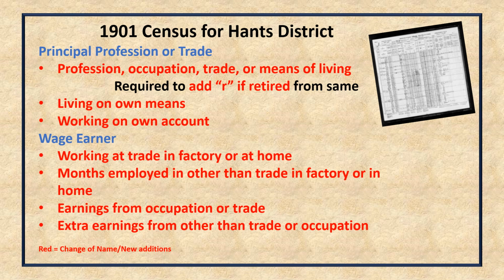A section is also devoted to the wage earner, asking questions about where their trade is practiced, home or factory, months of employment in their trade, plus months working at other than their trade. This category would include people who perhaps are sawyers or machinists, but also keep a few head of milk cows or a flock of chickens and sell butter or eggs. A statement of their earnings from their trade is required, as well as any work outside their occupation or trade.